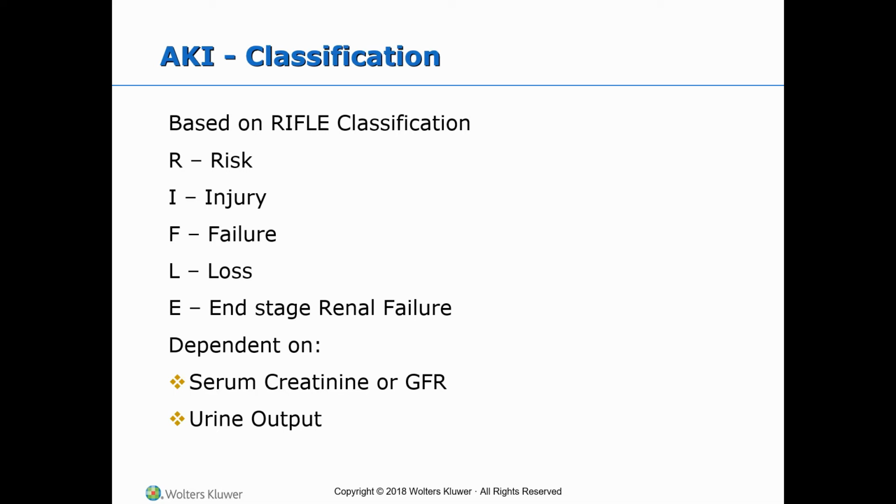The classification of AKI is based on the RIFLE classification. Risk, injury, failure. These are the three grades of severity of kidney failure, and loss and end-stage kidney failure are the two outcomes that will need some form of renal replacement therapy, at least temporarily. The RIFLE classification takes into consideration the GFR, 25% reduction to 75% reduction or more, or the serum creatinine, increased 1.5 times the baseline to 3 times baseline, and the urinary output.